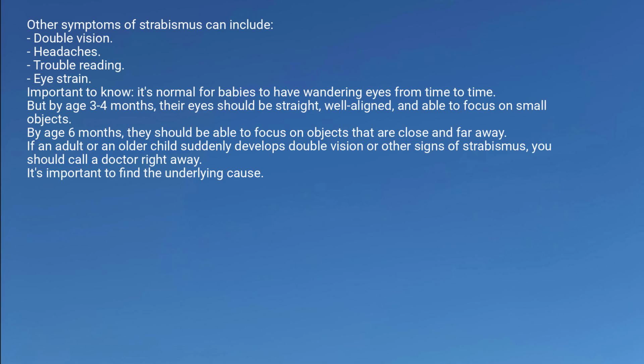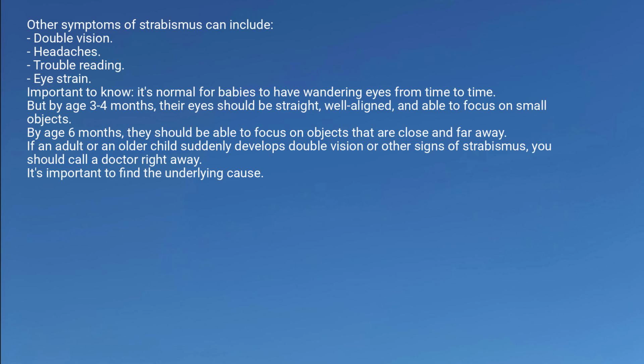Other symptoms of strabismus can include double vision, headaches, trouble reading, eye strain. Important to know, it's normal for babies to have wandering eyes from time to time. But by age 3 to 4 months, their eyes should be straight, well aligned, and able to focus on small objects. By age 6 months, they should be able to focus on objects that are close and far away.